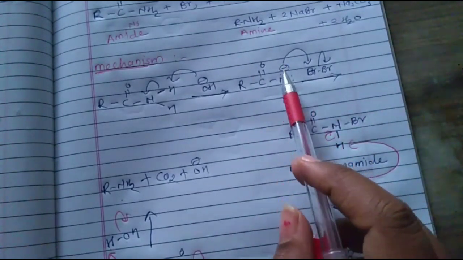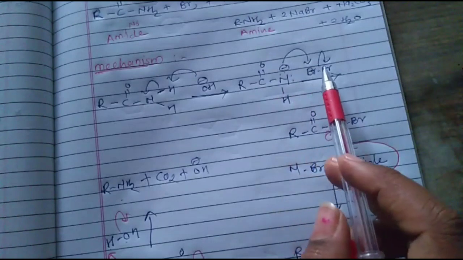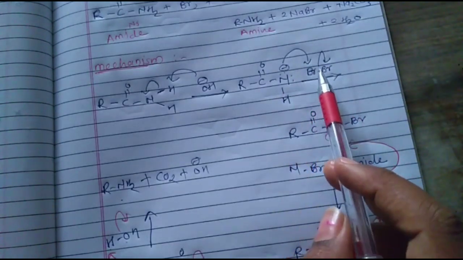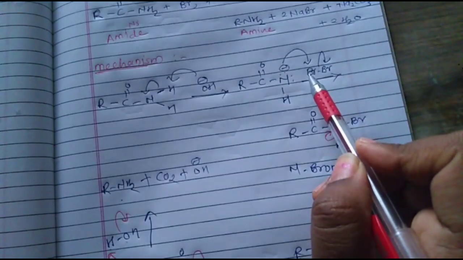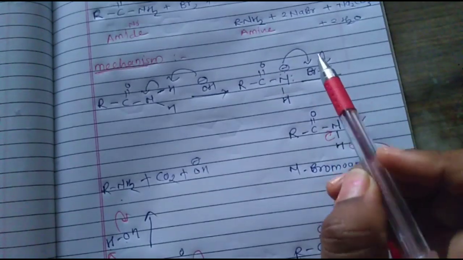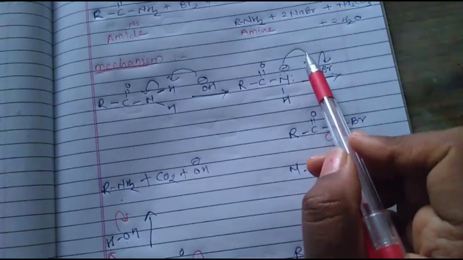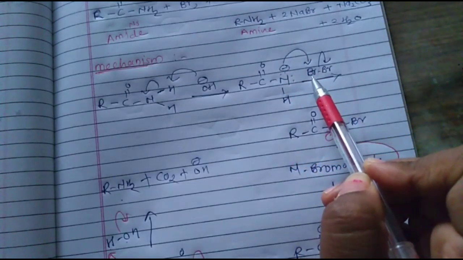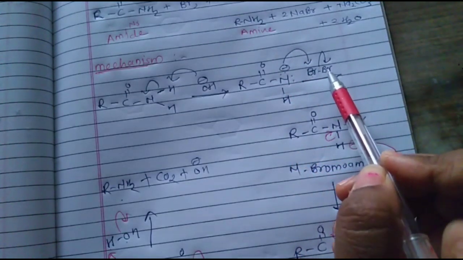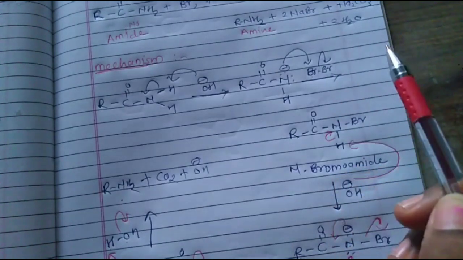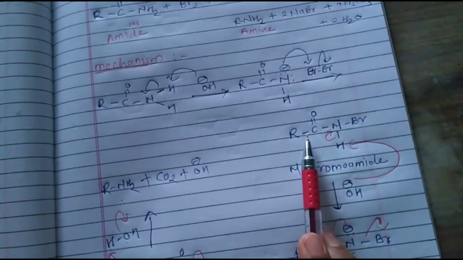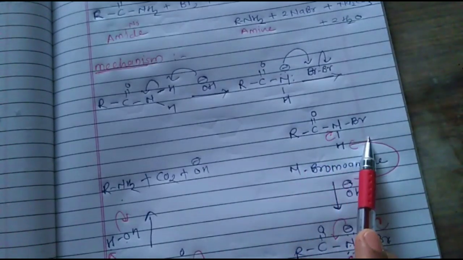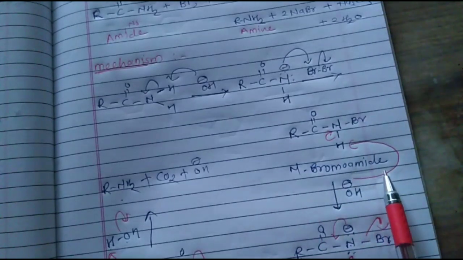Then after that, this nitrogen having a negative charge reacts with the bromine solution, there is a breaking of the bromine bond, and here this bromine becomes positively charged, and that's why this nitrogen having a negative charge is attached to this bromine, and there is a breaking of this negatively charged bromine. Then there is a formation of this type of compound, RCONHBr. This is called N-bromoamide.